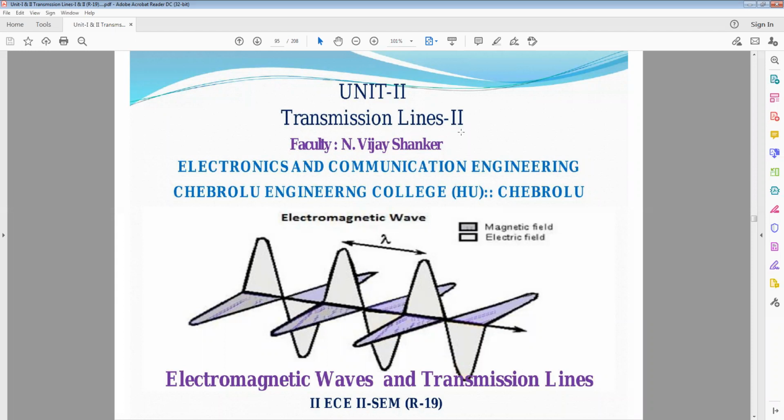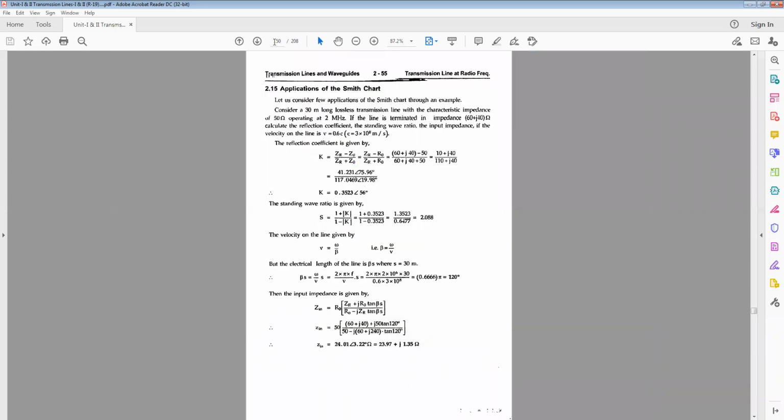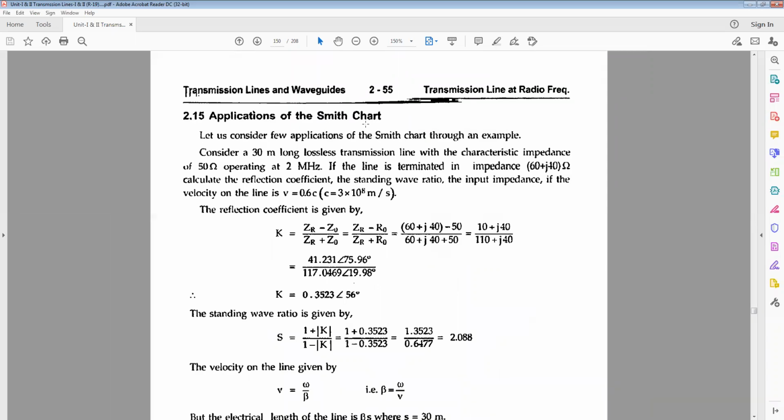Today, I am going to discuss the applications of a Smith chart, how to construct the Smith chart, and how to find the parameters for the given values. So, the applications of the Smith chart. Let us consider a few applications of the Smith chart through an example.